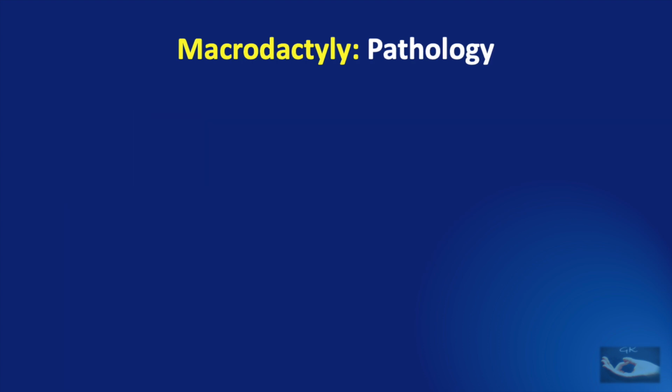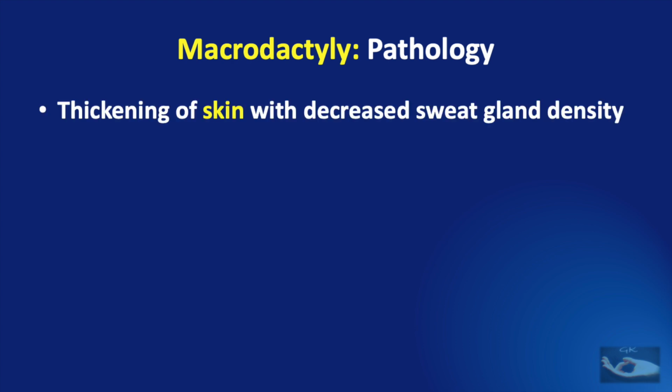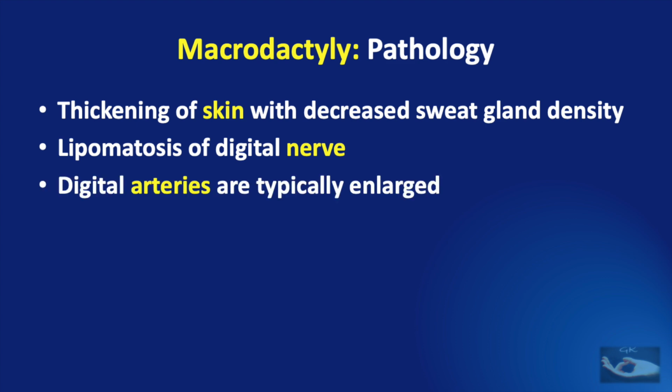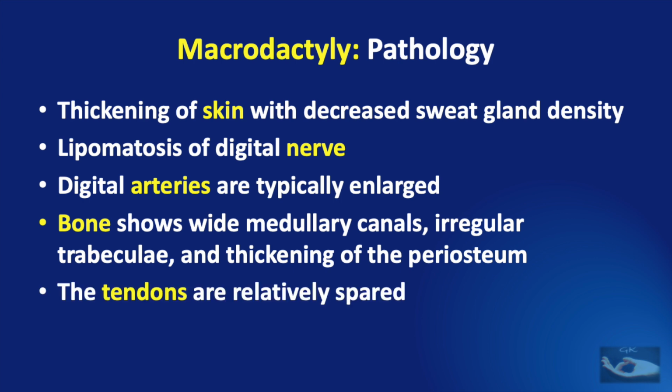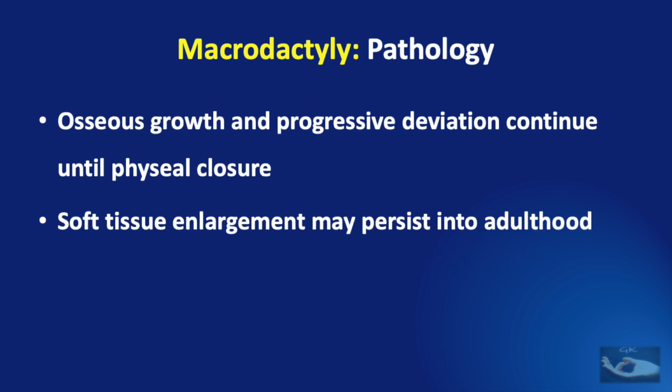Macrodactyly ultimately affects all the tissues in the digit. There is thickening of the skin with decreased sweat gland density, lipomatosis of the digital nerve, which is one of the most important features. The digital arteries are typically enlarged. Bone shows wide medullary canals, irregular trabeculae, and thickening of the periosteum, but the tendons are relatively spared. The growth of the bone and progressive deviation continue until physeal closure.